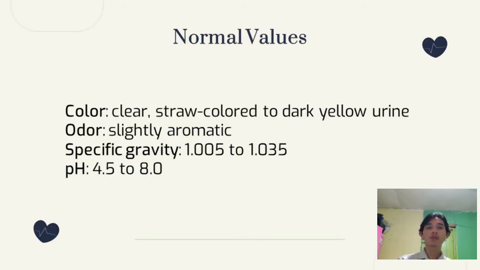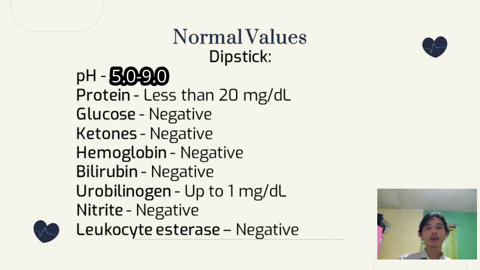And now for the normal values. The color should be clear, straw colored to dark yellow urine. The odor should be slightly aromatic. The specific gravity should be 1.005 to 1.035. And the pH should be 4.5 to 8. For the dipstick method, the pH is 5 to 9.